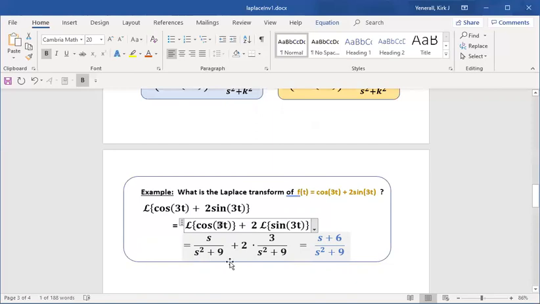And since both of these happen to have the exact same denominator, it makes sense that we might just simplify our result by writing it with a common denominator. When we do that, we'll see that we have s plus 6 divided by s squared plus 9. So the Laplace transform of that linear combination of cosine of 3t and sine of 3t is s plus 6 divided by s squared plus 9.